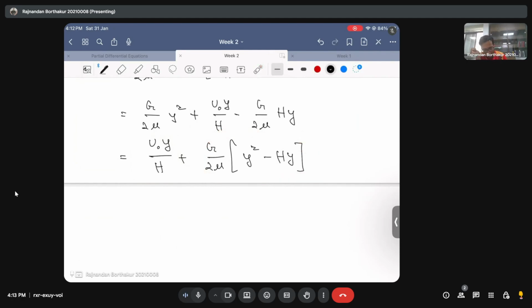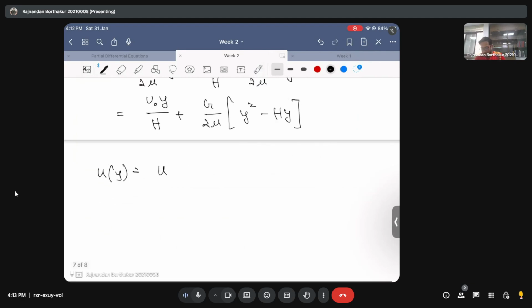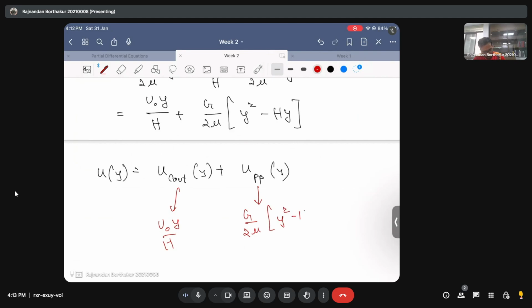So one thing that you can see is that the velocity profile that we get here, u of y, is equal to u due to Couette flow, which is a function of y, plus u due to plain parabolic flow, which is a function of y, where this u Couette flow is just u naught y by h, and this u plain parabolic flow is g by 2 mu times y square minus hy. So then what do you conclude?